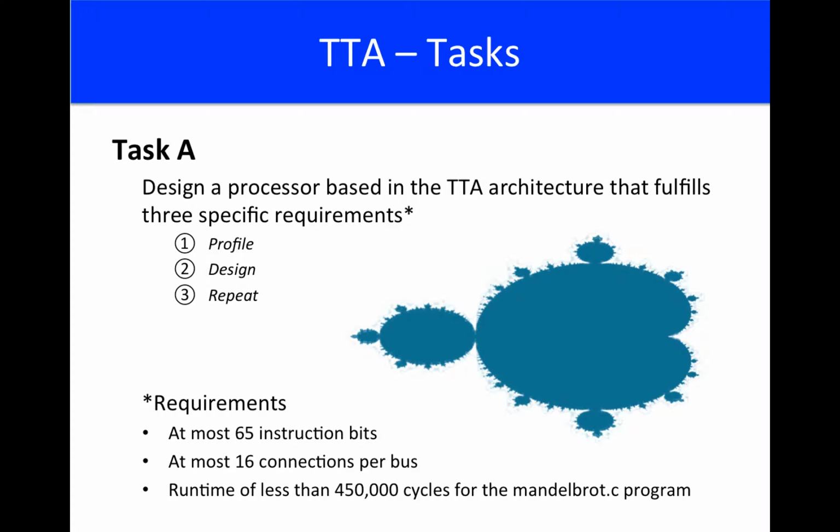In this task, we have designed a processor based on the TTA architecture that fulfills three specific requirements. The requirements were that the processor should use at most 65 instruction bits, and also there shouldn't be more than 16 connections per bus, and runtime should be less than 450,000 cycles. For designing this processor, we have profiled the program first, and then redesigned it and profiled it again, and kept on doing the same steps until we achieved our goal.